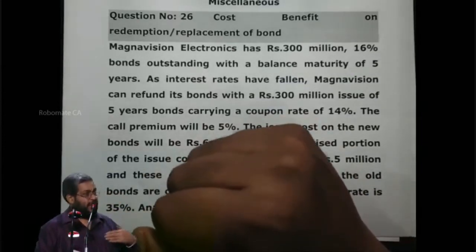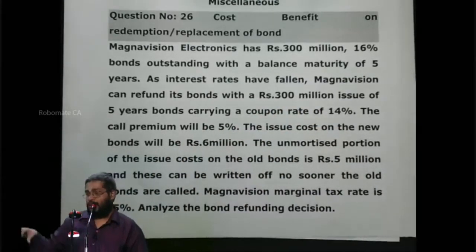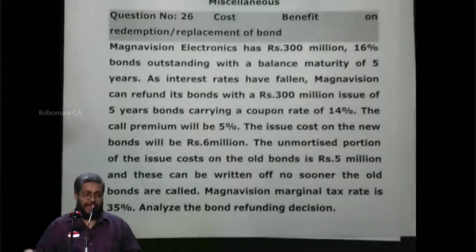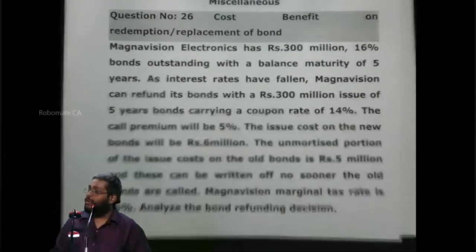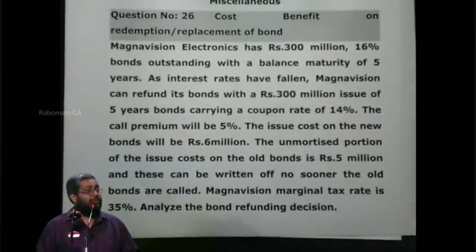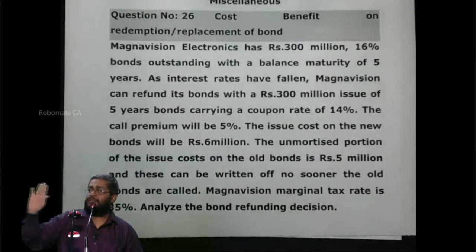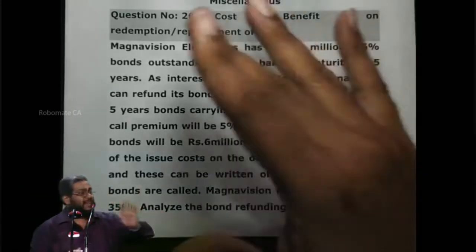I want money because my business is going to run, but I'm going to replace the old bond with what? A new bond, where the old bond carrying a 12% coupon will be redeemed and the new bond carrying a 9% coupon will be put in its place. This decision is called the bond replacement decision or bond refunding decision. Refunding means a 12% bond is now funded by what? A 9% bond. It is pushed out and this comes and sits in its place.